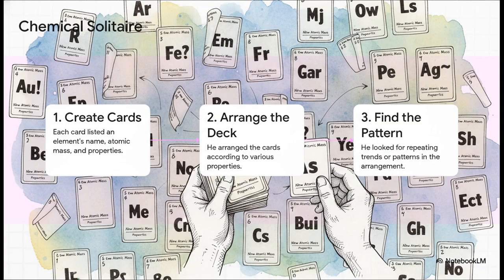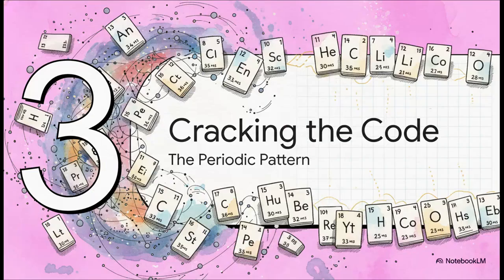So what'd he do? He basically invented a game. He created a set of cards, kind of like a deck of playing cards. Each card had one element's name, its brand new atomic mass, and all of its known chemical properties. And then he just started playing, let's call it chemical solitaire. He was arranging and rearranging these cards for hours, just searching for some kind of hidden logic. And then, as he was laying out these cards in order of increasing atomic mass, something pretty incredible happened. A hidden rhythm, this repeating pattern, just started to emerge from all that chaos.